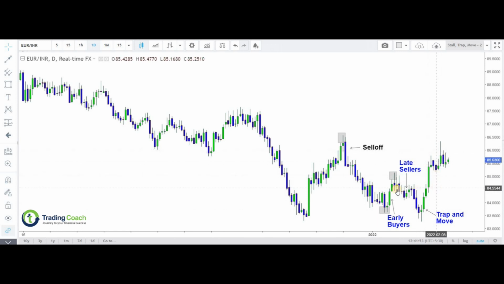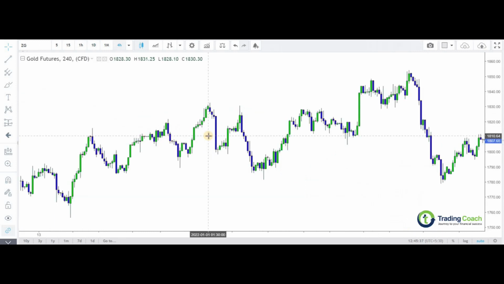So what you can do is, once we spot this trap, once we spot the early buyers and the late sellers, right after that we can go ahead and take our long position. When you see the trap, you can take your position in the market. Again, this works very well when we think about short-term trading.